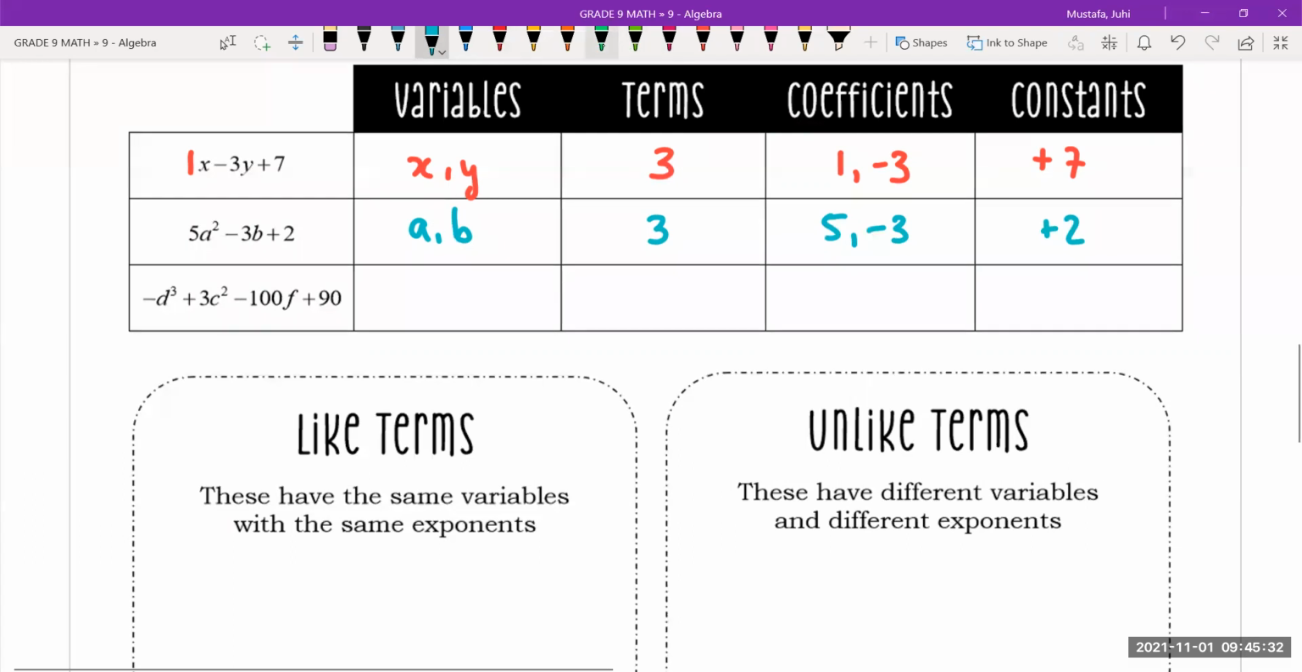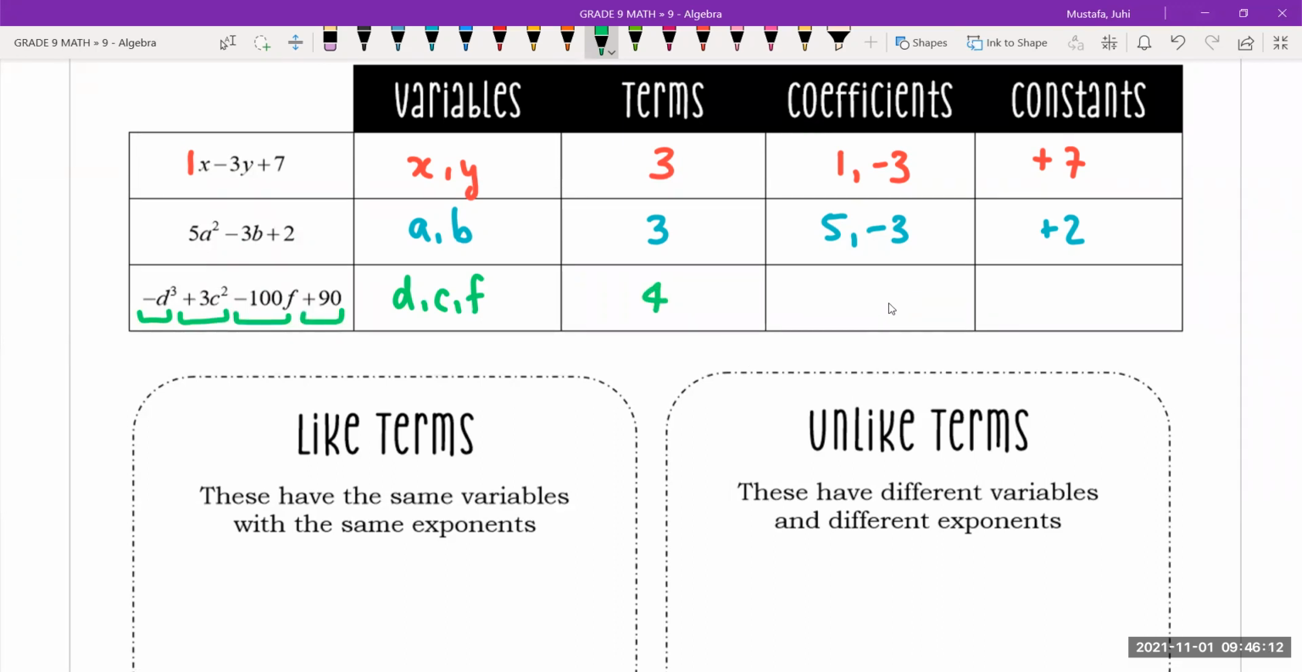And then a volunteer for the third one, which is probably the hardest. Javen, go ahead. What are the variables? The variables, what are the letters? For the third one. D, C, and F. Yep. And how many terms are there? So in order for me to figure out the terms, I look at how many plus and minus signs there are. So there's 1 term here, a 2nd term here, a 3rd term here, and a 4th term there. So there are actually going to be 4 different terms.